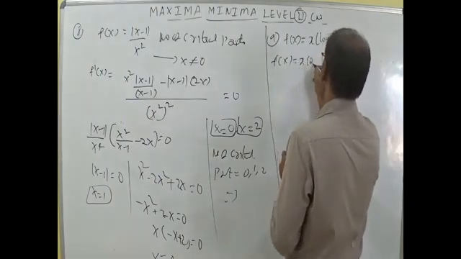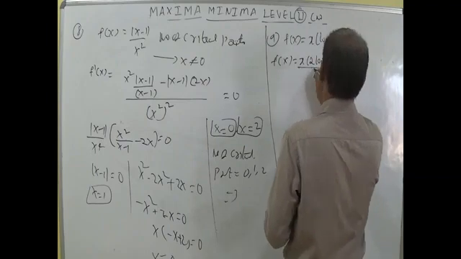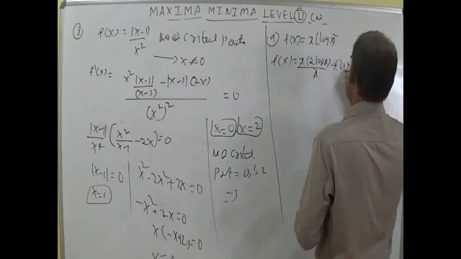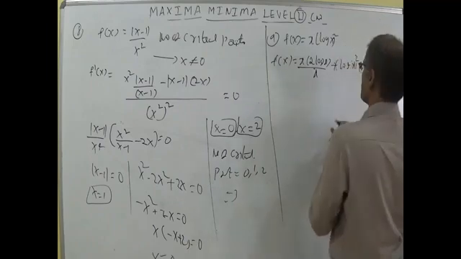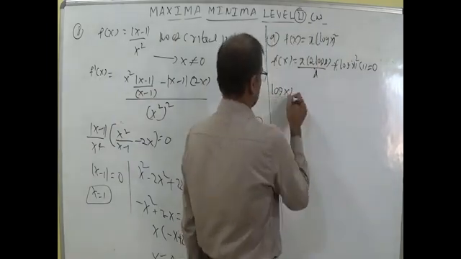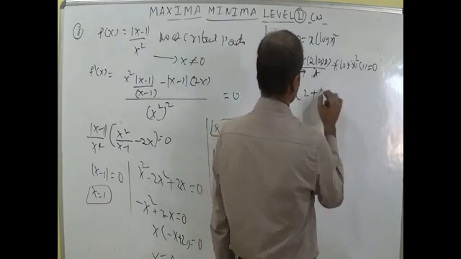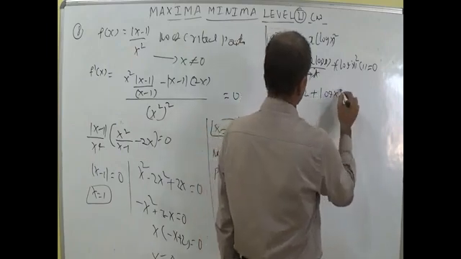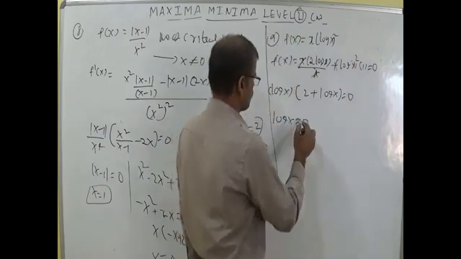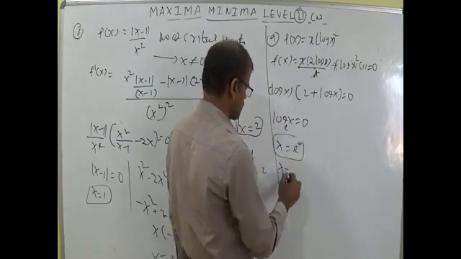f'(x) = x · 2 log x · (1/x) + (log x)² · 1 = 0. Log x taken common, and x and x will get cancelled. So 2 + log x = 0 can be written here. Log x = 0 is the first one. Putting the base, it is e⁰, so x = 1.